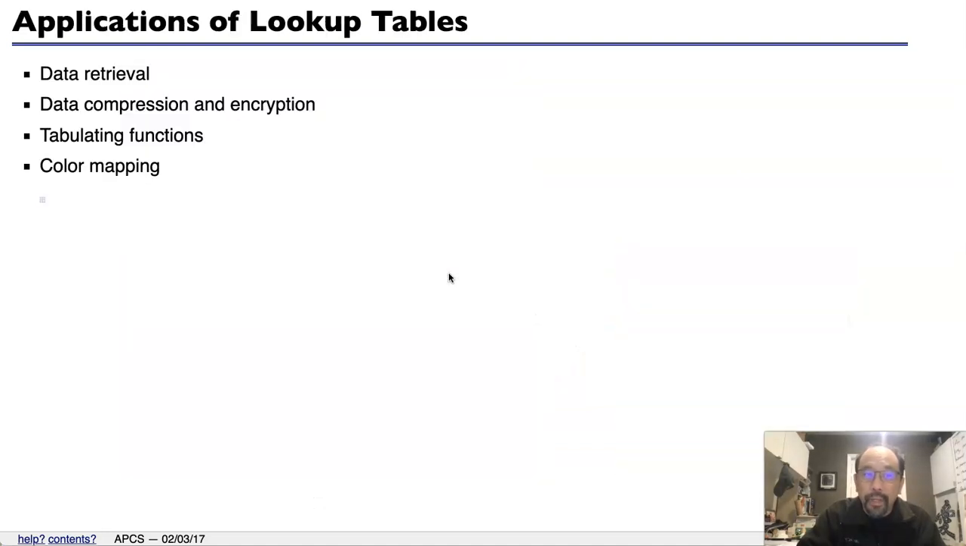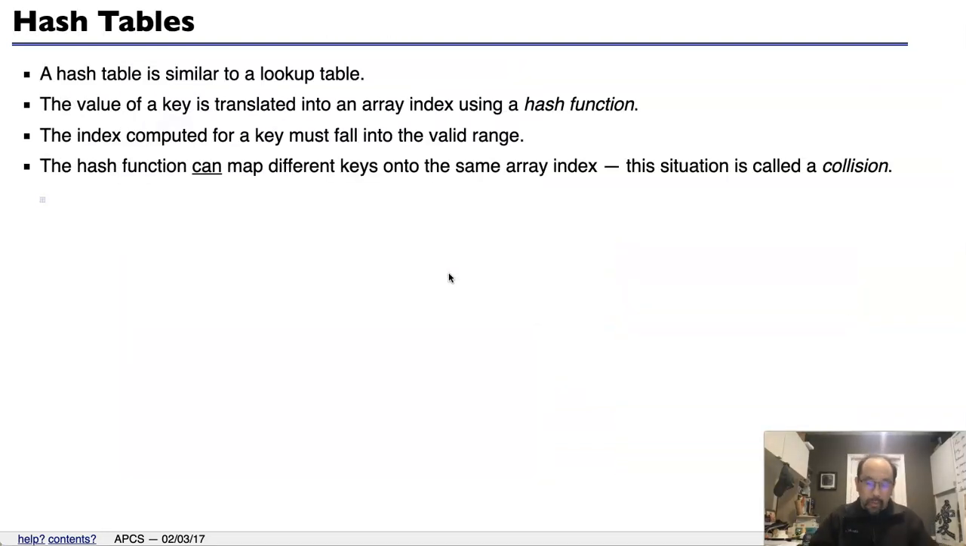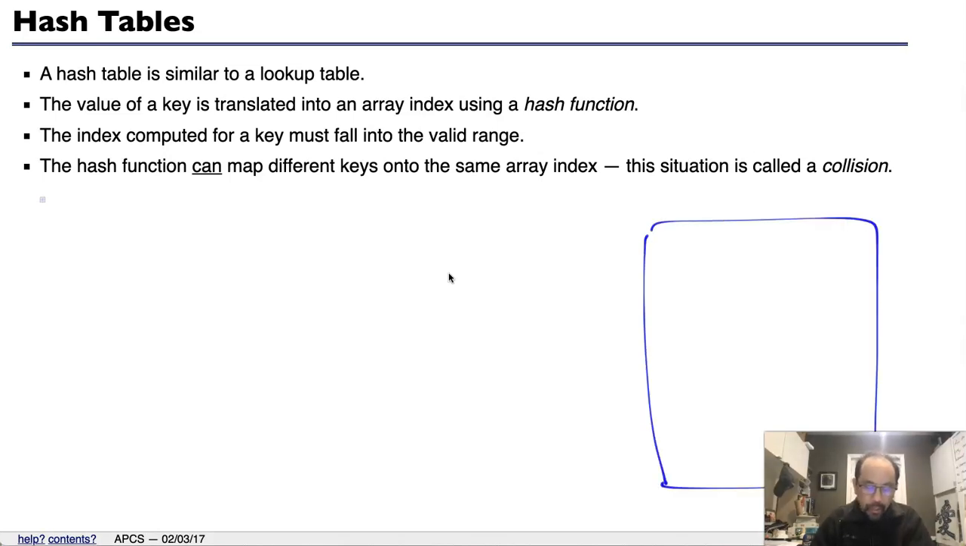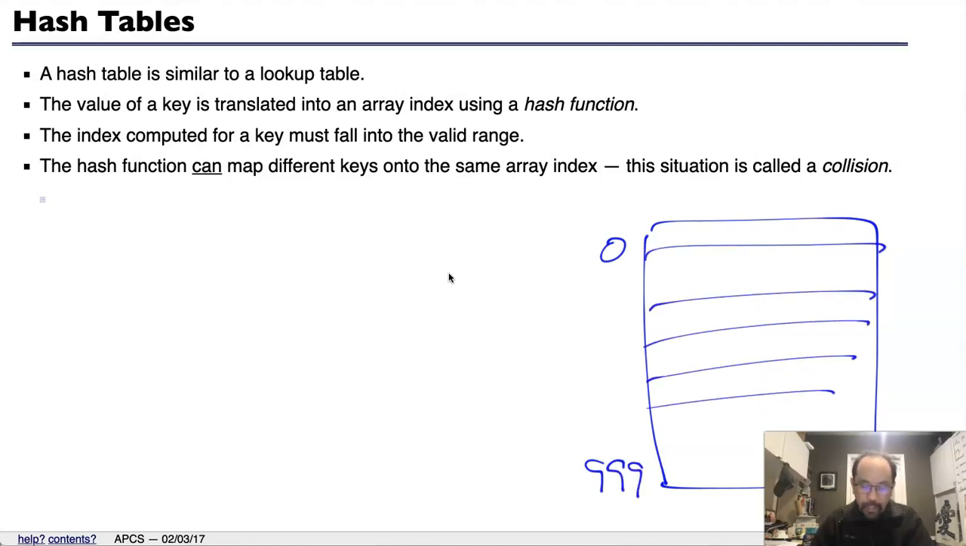So what can we do? What we do is create what's called a hash table. Now, a hash table starts with a lookup table. It starts with an array. So maybe I have an array from 0 to, say, 999, and it's filled with information. Let's actually just use zip codes just as an example.